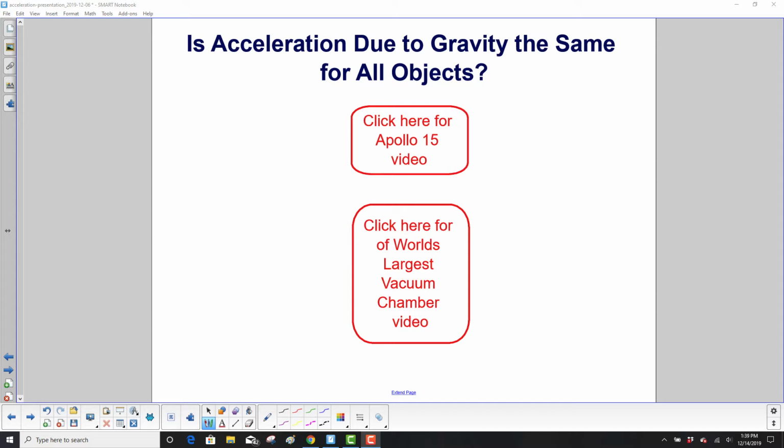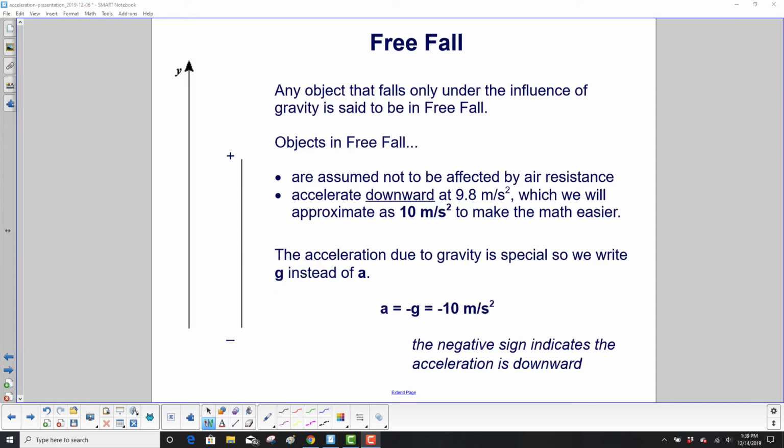And again, gravity is what was pulling the ball down, and it's also what's going to be pulling a hammer down here in the Apollo 15 video. Is it the same for all objects regardless of mass? So first click here, this is a wonderful video, and then click over here for the world's largest vacuum chamber video.